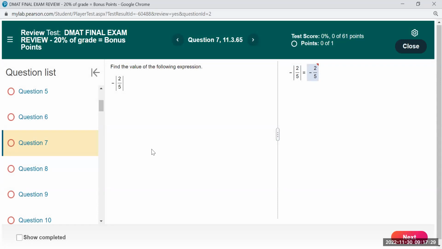Number 7, evaluate the expression. Notice it said evaluate the expression. It doesn't say solve. It said find the value. It doesn't say solve, because there's no equal sign there.